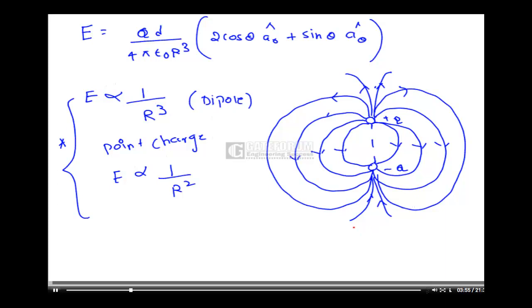So this diagram is the E field intensity of an electric dipole. Therefore, the electric field intensity of a dipole varies as 1 by R cube, which is a very important statement.